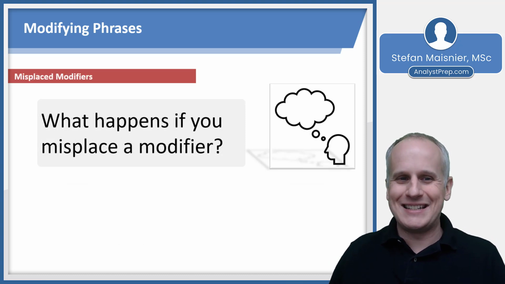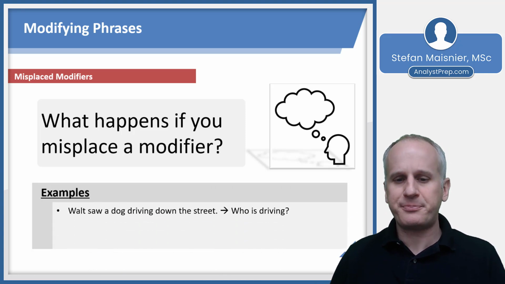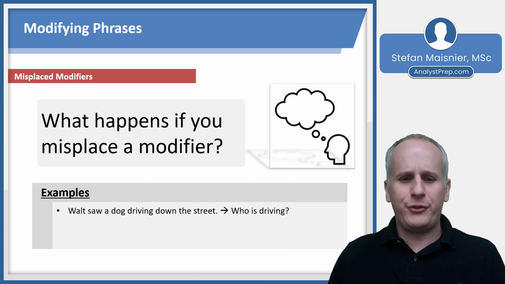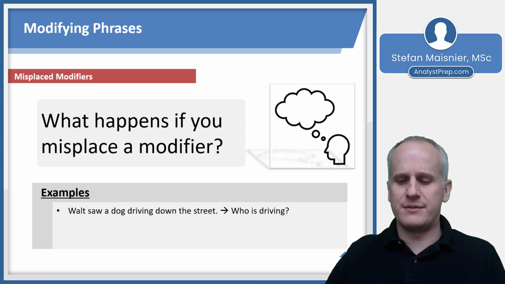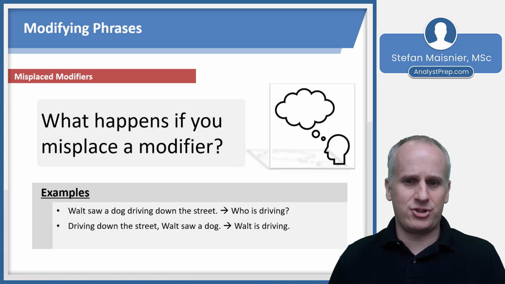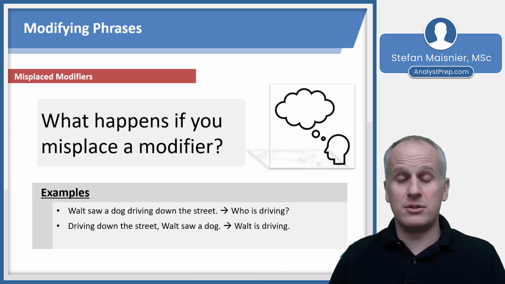Now, what happens instead if you misplace a modifier? Well, that too can cause some confusion. So let's look at another example. We've got the sentence, "Walt saw a dog driving down the street." Well, who's driving? Depending on where we move this modifier of driving down the street, we could have two really different sentences. The more conventional would be a change to something such as, "Driving down the street, Walt saw a dog." Well, driving down the street clearly now is modifying or describing Walt as the actor, and we know that while Walt was driving, Walt saw a dog.